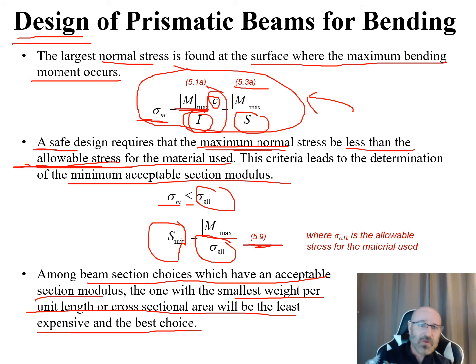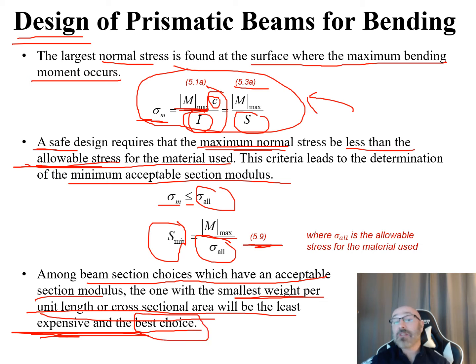So here, we're talking about choosing the one with the smallest weight per unit length or cross-sectional area will be the least expensive. Potentially could be the least expensive, but depending on your machining and your wastes. And is it the best choice? Maybe, depending on the specifications at the beginning of the problem. So this is a really oversimplified case with some large assumptions, and I don't want to mislead you with that.